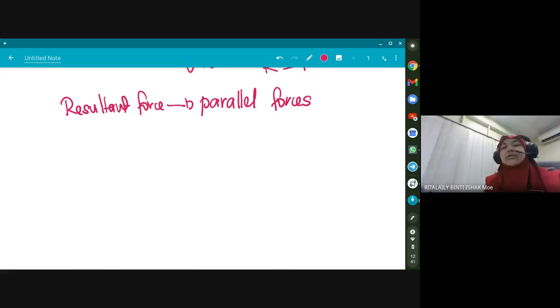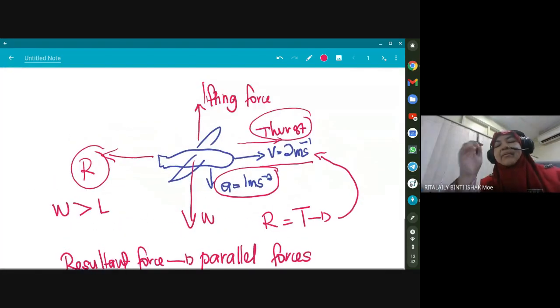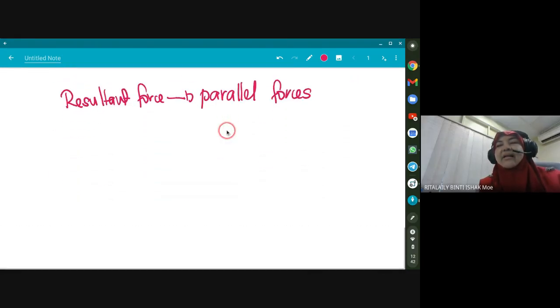Okay. To calculate the resultant force, you only take into consideration the forces that are parallel. Macam kereta api ni, kapal terbang ni, kita tak campur thrust dengan lifting. Kita tak campur thrust dengan weight. Kita tak campur resistance dengan weight. Okay, because they are not parallel. So to get resultant force, we only combine parallel forces.